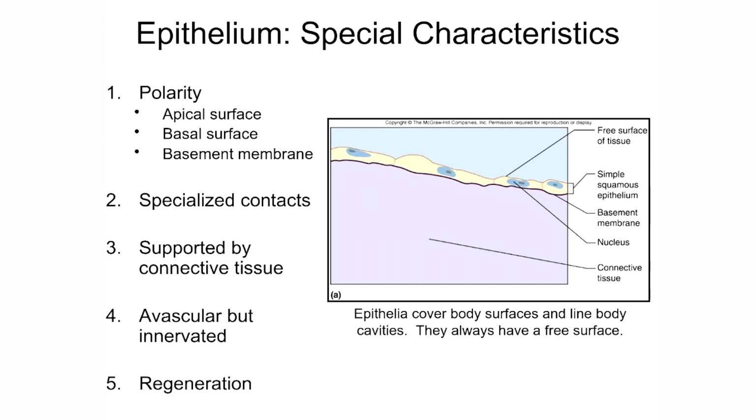So what separates them from some of the other types of tissues, and some of the special characteristics that epithelial tissues have. If you focus for a minute on the diagram that I have here, you'll notice that I've got a description of epithelial tissues down here at the bottom. It says epithelial tissues cover body surfaces and they line body cavities. So anywhere that you've got a surface of the body, like the skin, that's an epithelial tissue. Any body cavities, like the mouth, are lined with epithelial tissue as well.